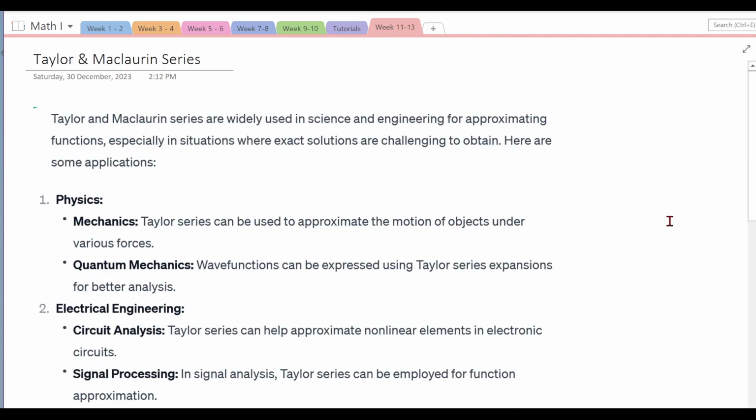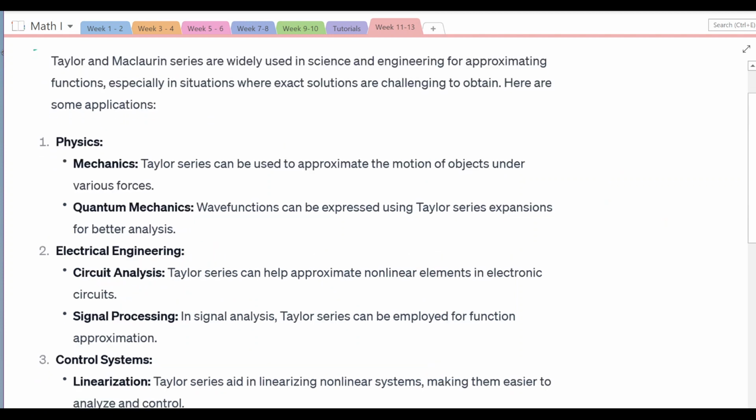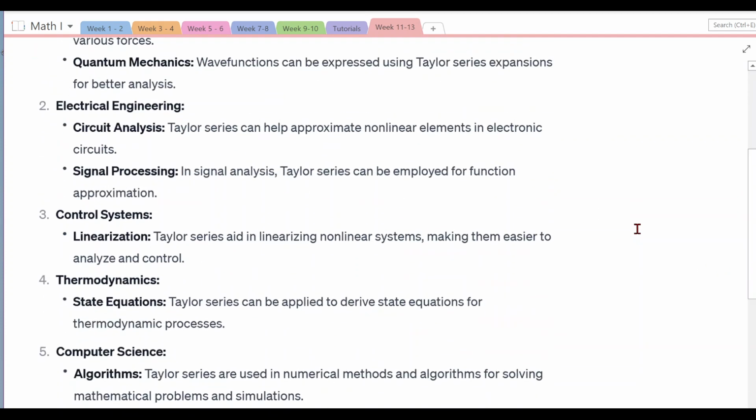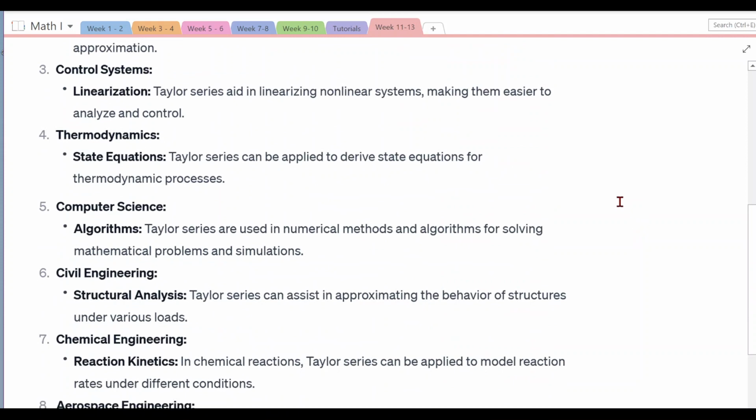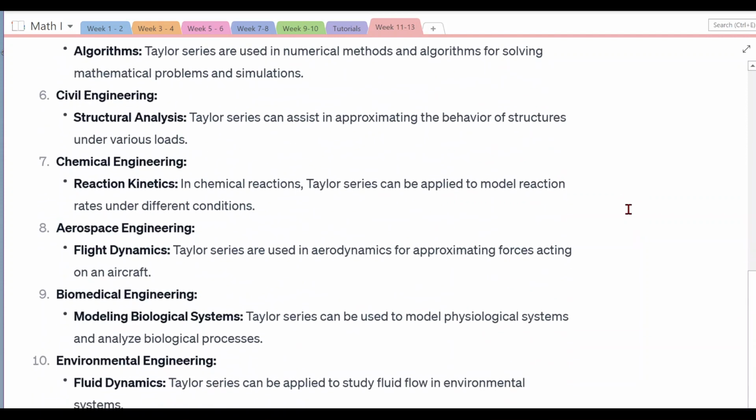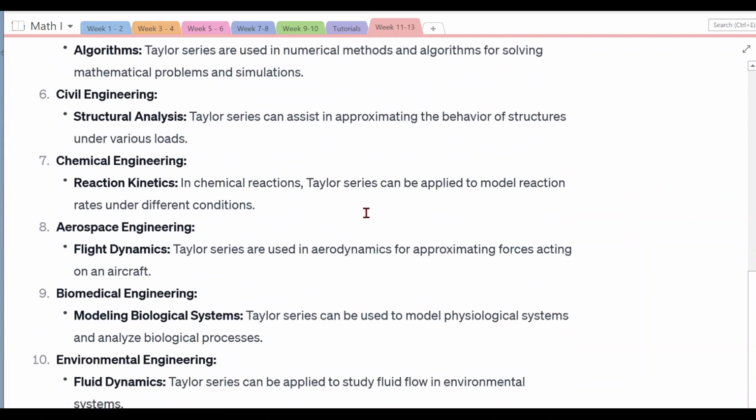These are a couple of things that I listed: in physics, in electrical engineering, in control systems, thermodynamics, computer science, and chemical engineering. For example, it can be used in reaction kinetics or chemical reactions, in which we can set up a model of reaction rates under different conditions.